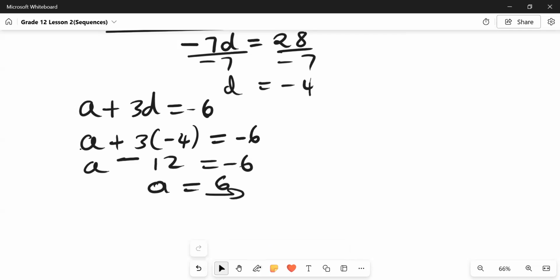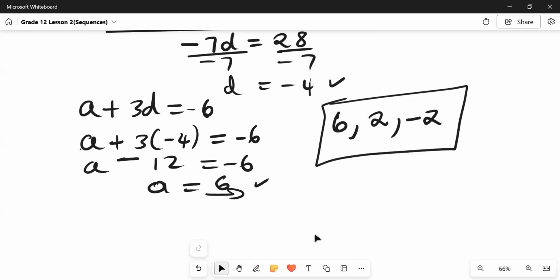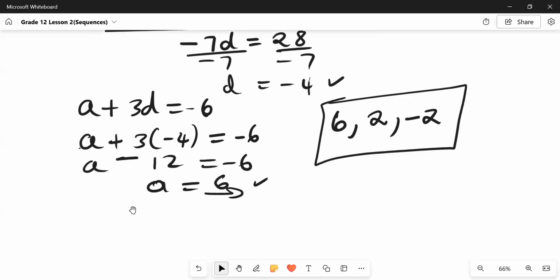Right? Now you have your A as 6 and your D as -4. Now give us the pattern. A is 6. Now 6 minus 4, that's 2. Now 2 minus 4, that's -2. And then this is your sequence. Then we found it. Perfect, we're done. Now I want us to move to the last example, and then that's it.